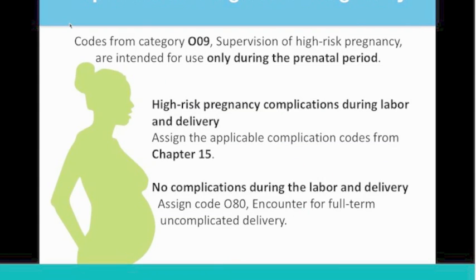Supervision of a high-risk pregnancy. Codes from category O09, supervision of a high-risk pregnancy, are only to be used during the prenatal period. If there are high-risk pregnancy complications during labor and delivery, you're going to use the applicable complication codes from Chapter 15. If there were no complications during labor and delivery, you're going to use O80 for encounter for full-term uncomplicated delivery.